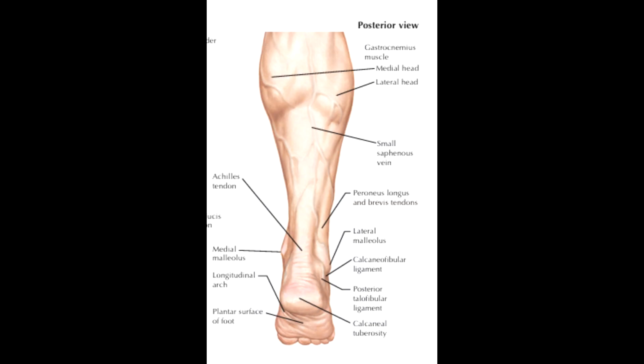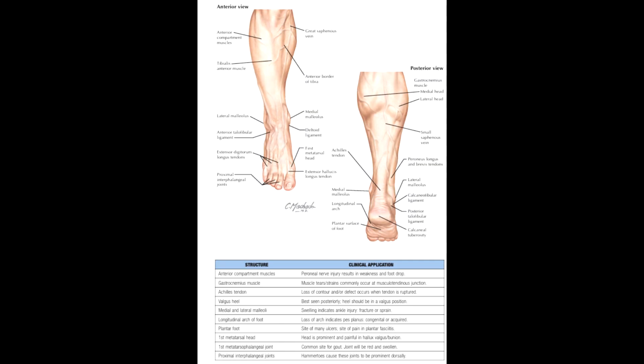Now, let's bring our attention to the clinical applications summarized in the table below the figures. The anterior compartment muscles are linked to peroneal nerve injury and foot drop. Tears in the gastrocnemius often occur at the musculotendinous junction, especially in athletes. A rupture of the Achilles tendon leads to complete loss of push-off strength.